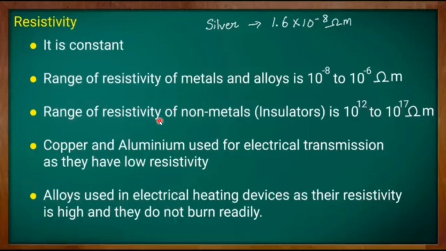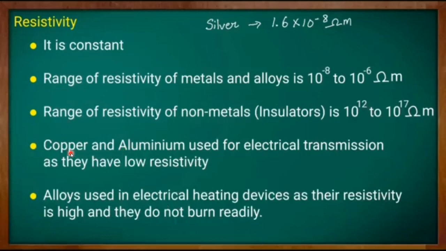So then what is the third point? The range of resistivity of non-metals. Non-metals are insulators, and the range is 10 to the power of 12 to 10 to the power of 17 ohm meter. What it implies? If you just look at the figure, it is a much higher value, isn't it, children? Therefore, the non-metals offer more resistivity to the flow of current. Therefore, a smaller amount of charges will flow through them.